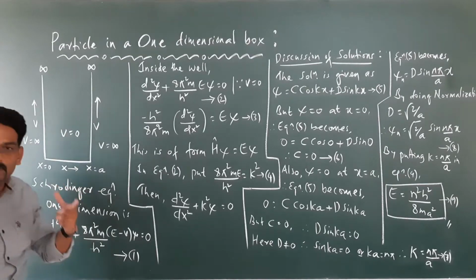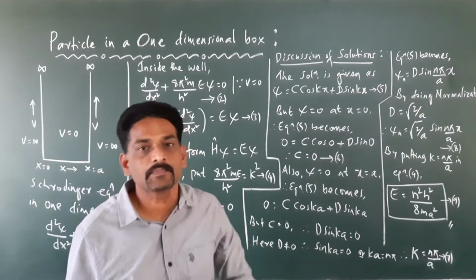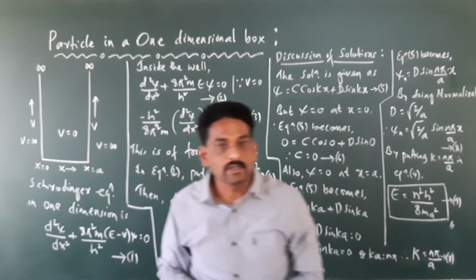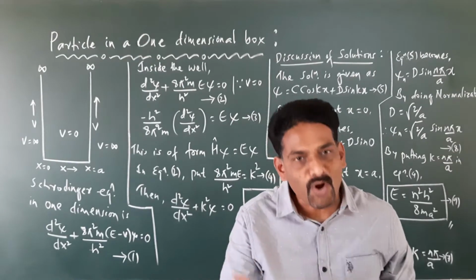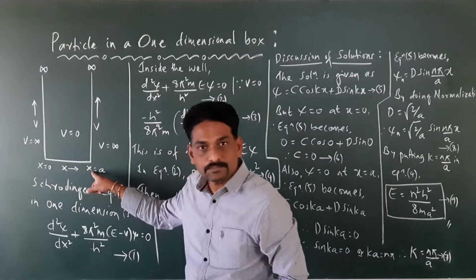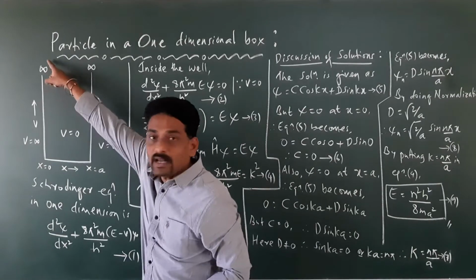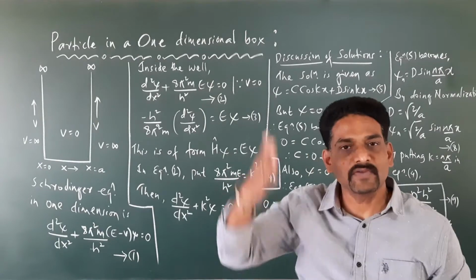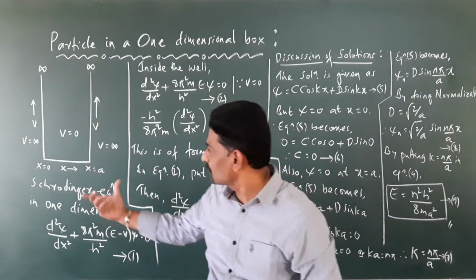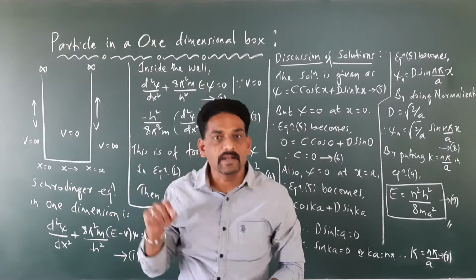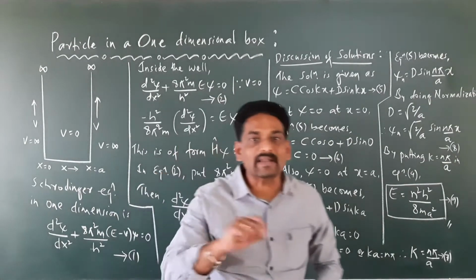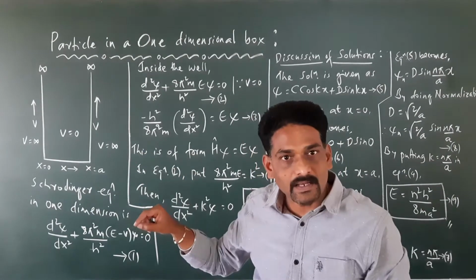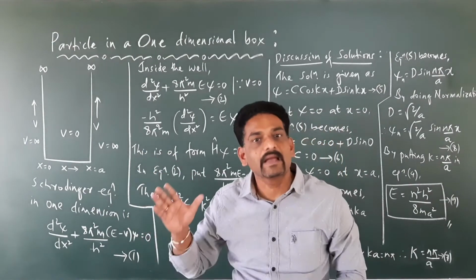So we have a potential well of width a, which starts at x equals 0 and ends at x equals a. So we have a potential well or a box of width a. The height of the well or the box is taken as infinite. The width is fixed, of width a. And here we are saying that there is a particle present in the box. That particle is allowed to move in the x direction.